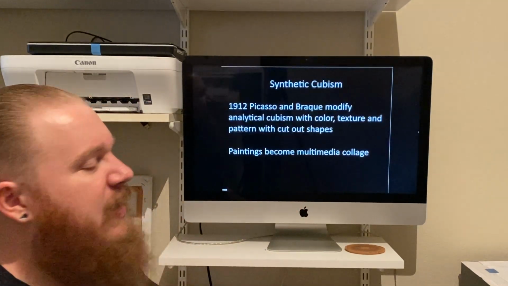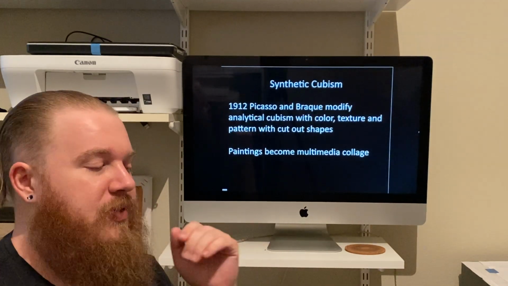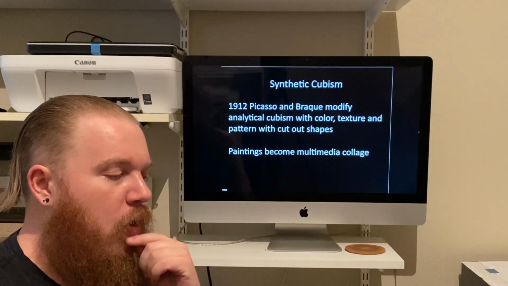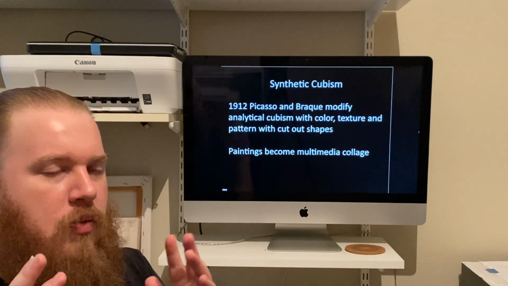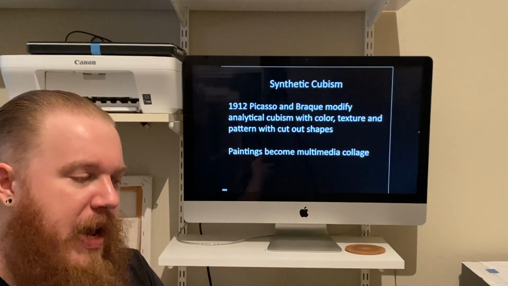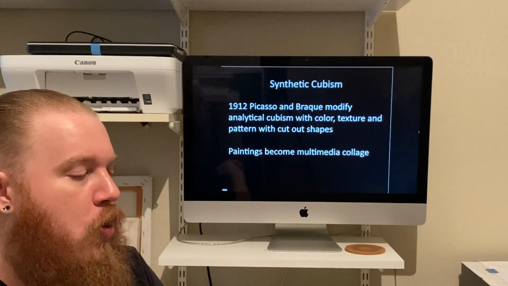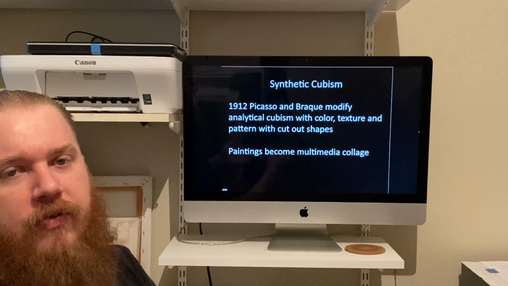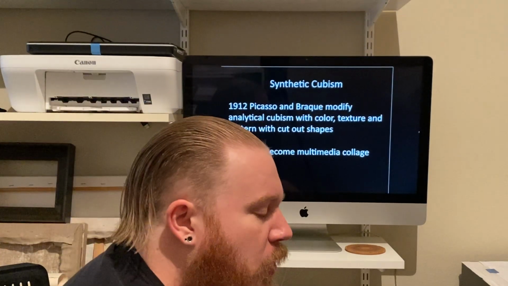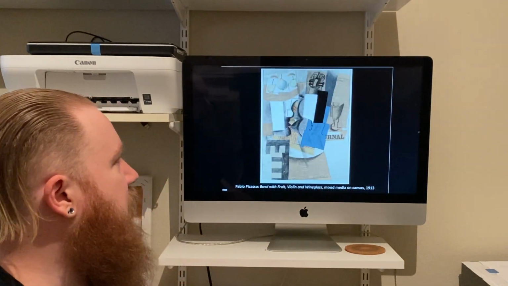Now, aside from analytical cubism, we also have synthetic cubism. So from 1912 onward, Picasso and Braque began to modify analytical cubism with things like color, texture, and pattern, as well as with collage or cutout shapes. And so painting in this sense becomes multimedia collage work for the very first time as well. But once again, it can be very hard to distinguish between their work at this time as well.